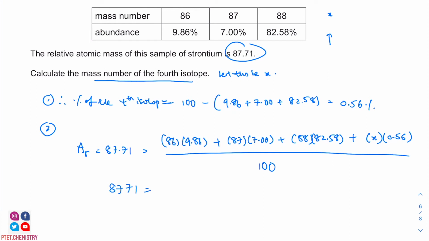Okay, so 86 times 9.86 plus 87 times 7.00 plus 88 times 82.58. I get 8724 minus 0.56x. So what is x then? I will move the minus 0.56x to the other side because they will make that positive. And then 8771 minus 8724. I've combined 2 steps into 1 step. Some people don't like that, but you can choose to write it if you want to. Whereas some people will find it so trivial.